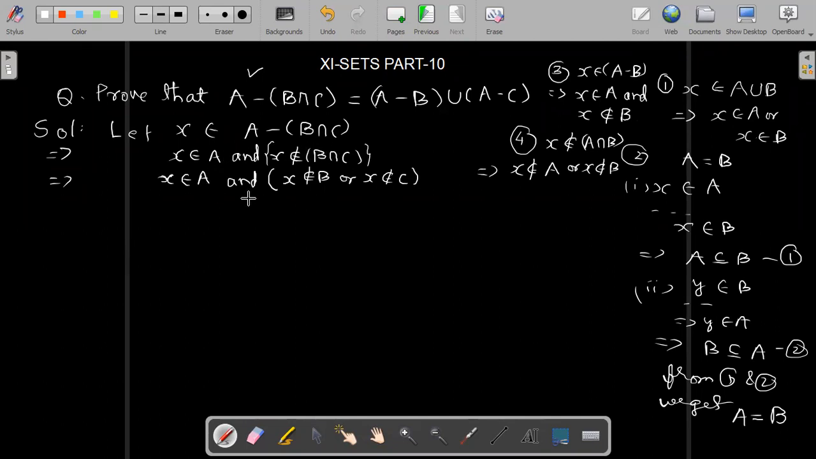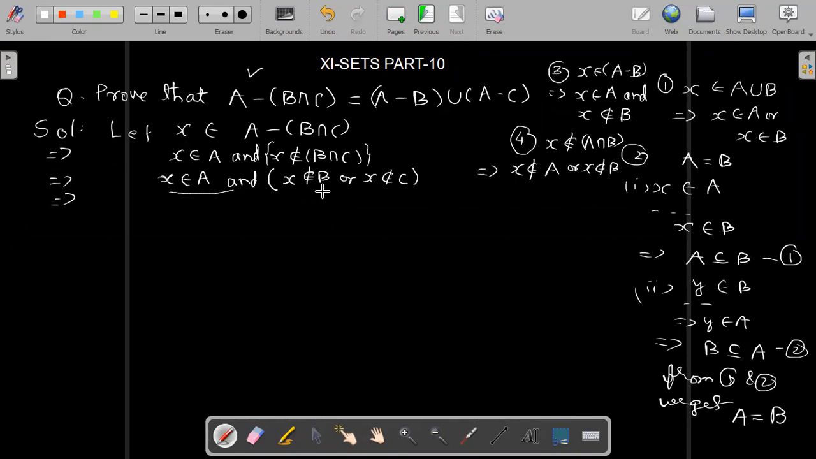Now this X belongs to A will go inside this bracket. So obviously it will be written X belongs to A and X does not belong to B, or X belongs to A and X does not belong to C. This means AND is distributing over OR. This is the distributive law.